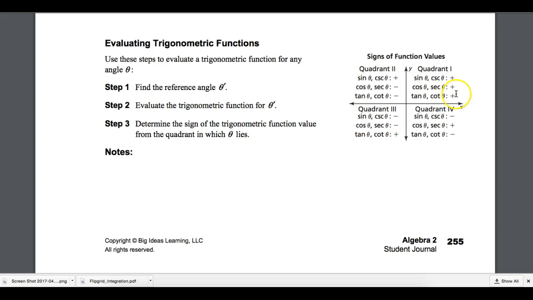Notice in quadrant 1, the sine, cosine, and tangent are all positive. Quadrant 2, only the sine is positive. Quadrant 3, only the tangent is positive. Quadrant 4, only the cosine is positive. Now, we're going to learn some tricks to memorize this in class, but for right now, for the problem I'm going to have you do, come back here and look at this reference right here.